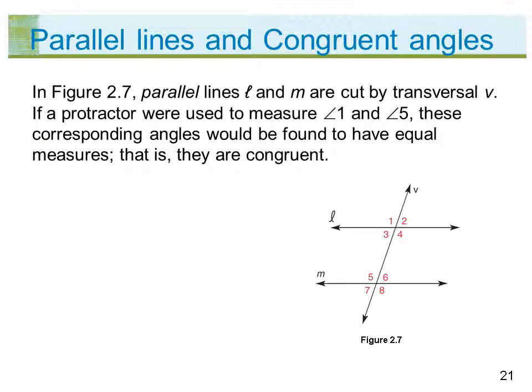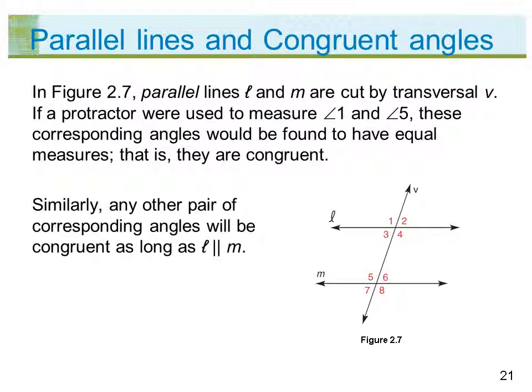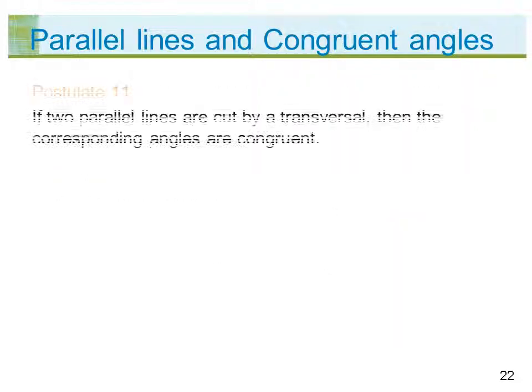In Figure 2.7, parallel lines L and M are cut by transversal V. If a protractor were used to measure angle 1 and angle 5, these corresponding angles would be found to have equal measures, that is, they are congruent. Similarly, any pair of corresponding angles will be congruent as long as line L is parallel to line M. Postulate 11. If two parallel lines are cut by a transversal, then the corresponding angles are congruent.